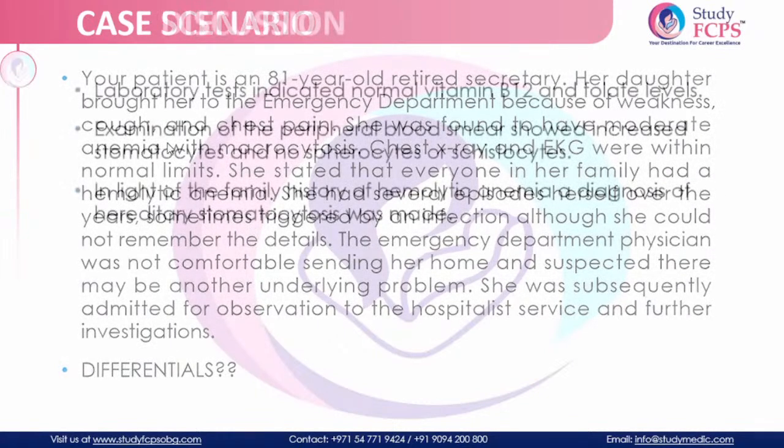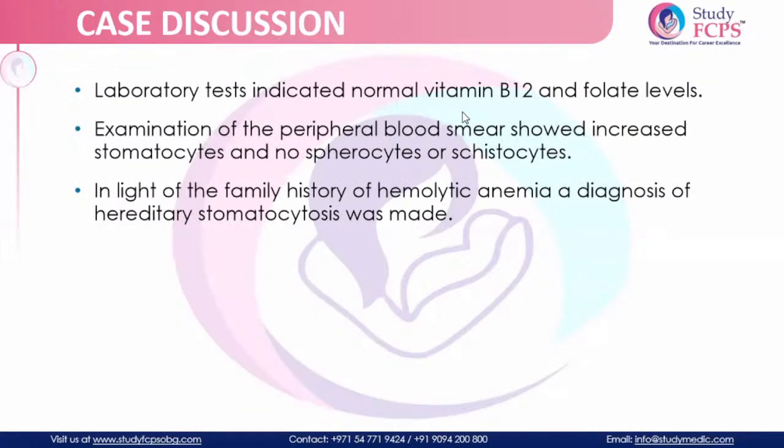Further investigations were performed, and they show normal vitamin B12 level and folate level. So we have ruled out B12 deficiency or folate deficiency. So the other diagnosis that is indicated through this scenario is hereditary type of hemolytic anemia. We performed a peripheral blood smear of the patient, and it shows stomatocytes, and there are no spherocytes or schistocytes. So we make the diagnosis of hereditary stomatocytosis in the patient. So this is all about today's lecture.